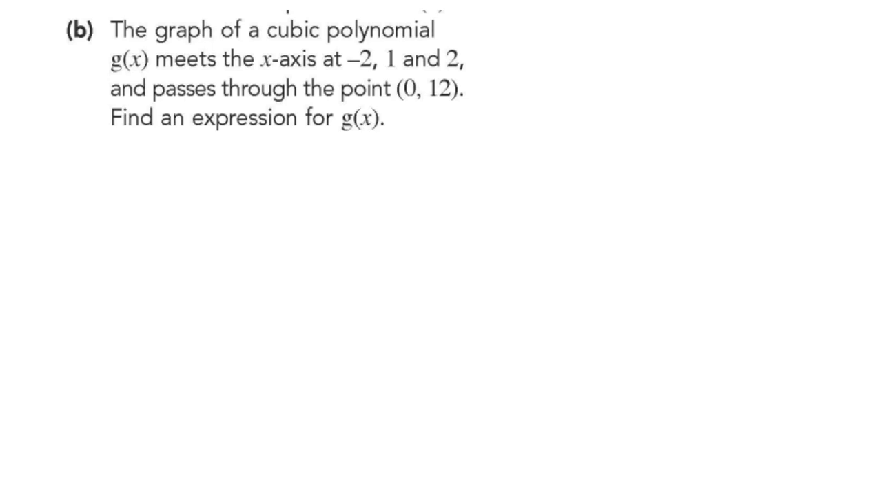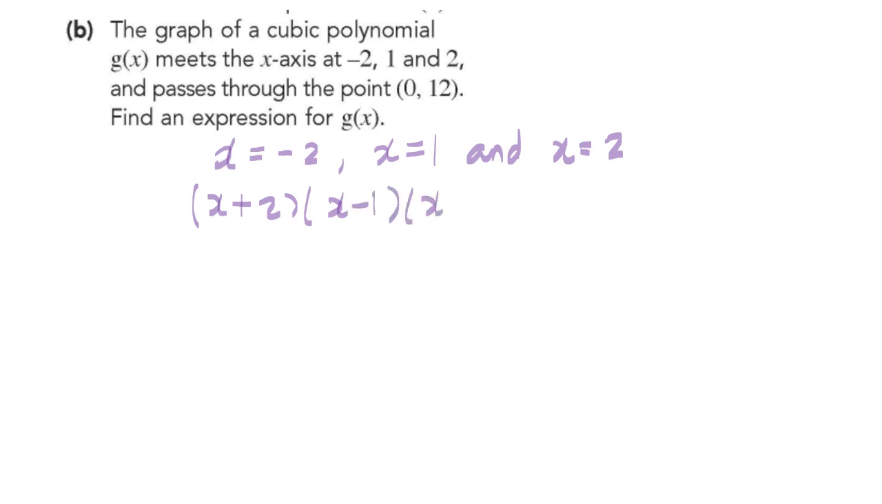Right, similarly for part A, we're going to start by writing down the roots of the equation, which is x equals -2, x equals 1, and x equals 2. And from there, we convert it into linear factors. Okay, now remember that we're not actually solving a cubic equation, we're actually finding an expression for g of x.